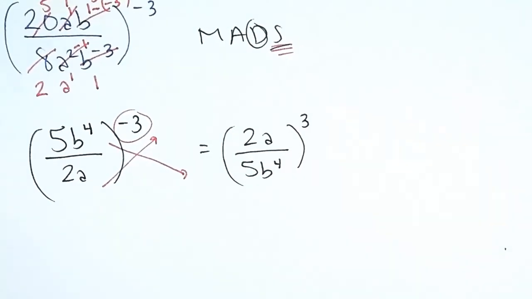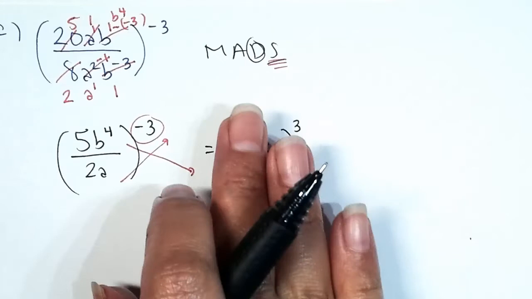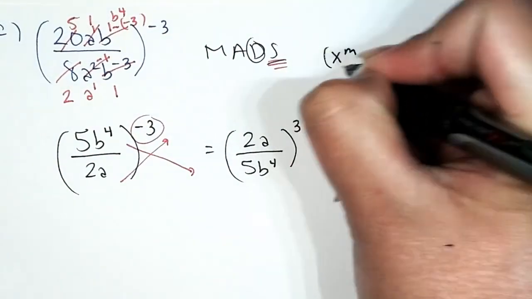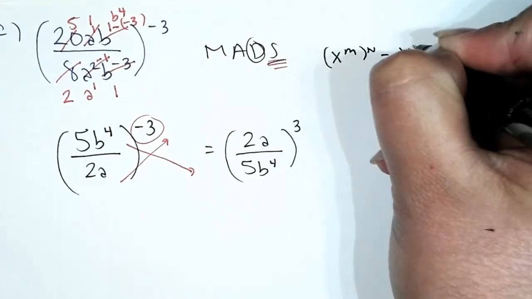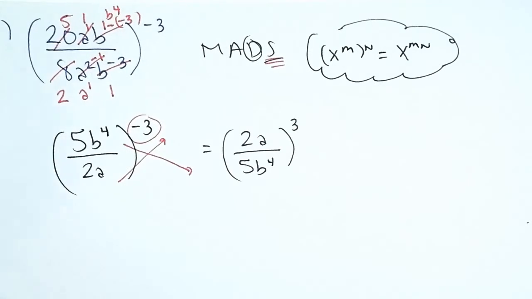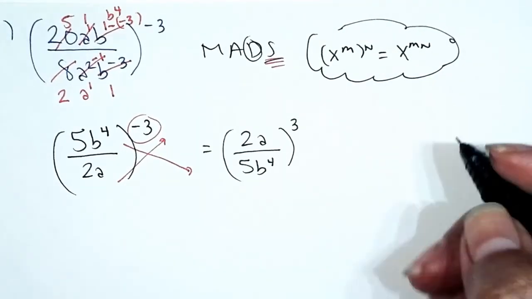Okay, so let's go ahead and apply the power rule to both the numerator and denominator, one factor at a time. You know me, I make mistakes. So how am I going to overcome them? By writing down things that I forget. Power rule: if you're raising powers, you're going to keep the base and multiply the exponents.